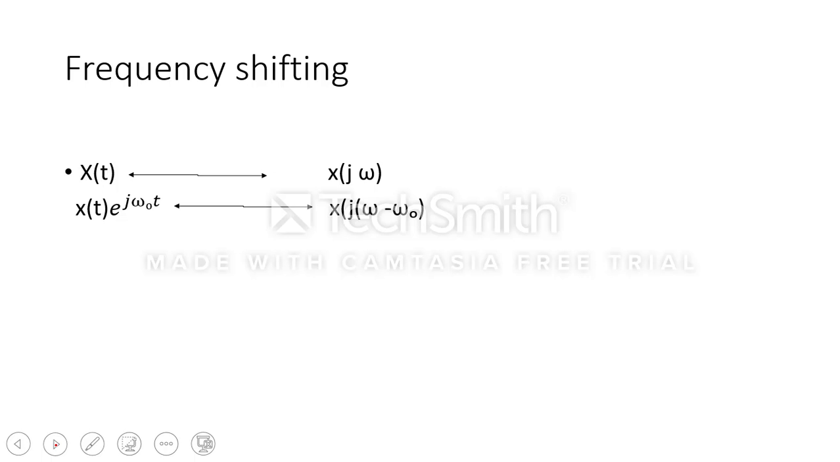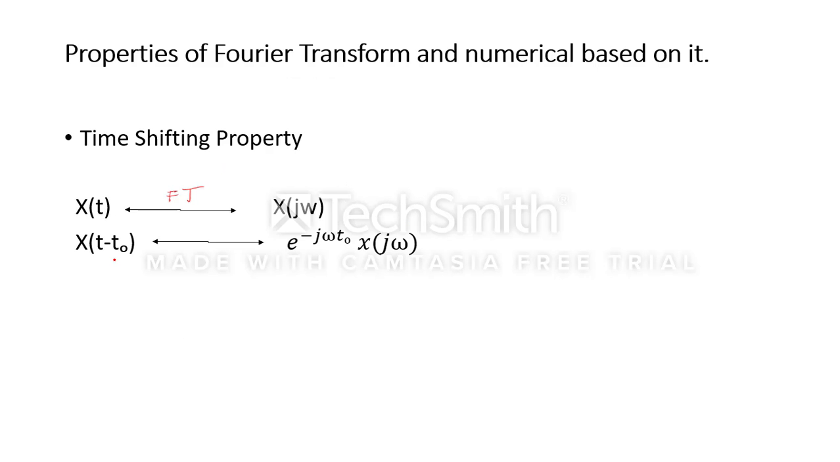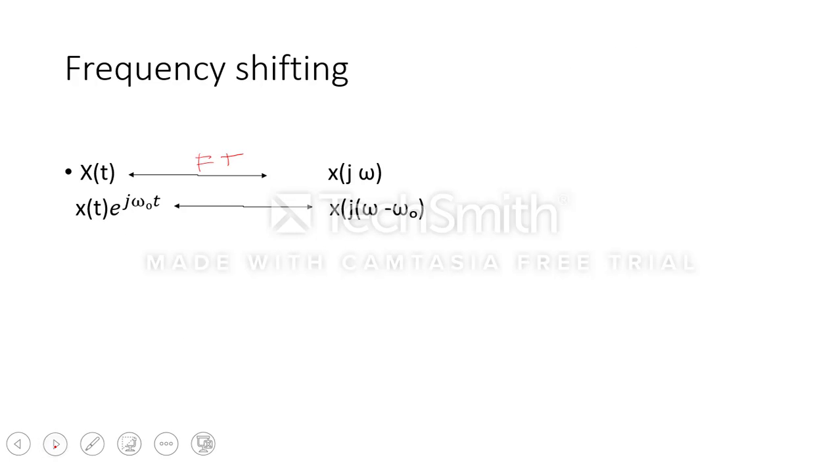Frequency shifting: if x(t) is there, its Fourier transform is X(jω), and if frequency shifting means an exponential term is present at the input side, x(t)e^(jω₀t), then there will be a frequency shift, ω − ω₀. But the point to remember is that here there is a positive sign with ω₀, and here a negative sign will come. Means in time shifting the same sign comes, while in frequency shifting the opposite sign comes.